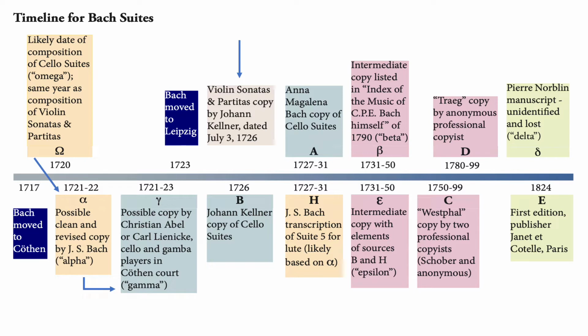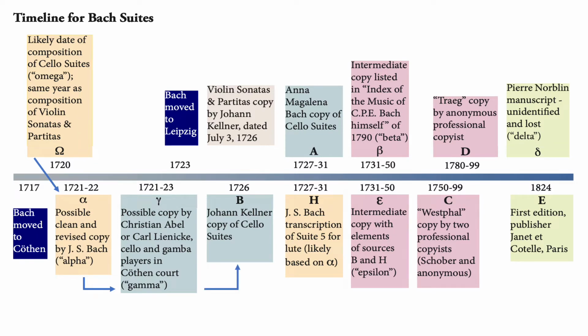In 1726, 3 years after Bach took the position in Leipzig, we have a copy of the violin sonatas and partitas made by Johann Kellner. Scholars believe that was a year before Kellner met Bach. Kellner's copy was made from some intermediate copy, not from Bach's autographed manuscript. This can be verified by mistakes and alterations, and we have the Bach autographed manuscript for comparison.